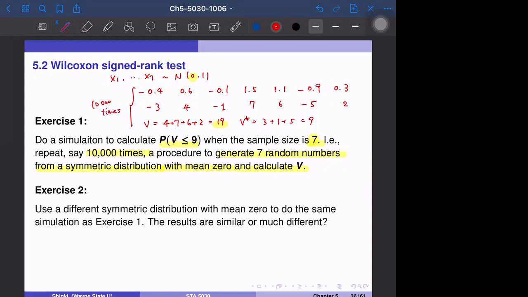Then we have the empirical distribution of V, so we can simulate the probability of V less than 9. The distribution, normal 0, 1, does not really matter as long as it's symmetric around 0. If we simulate the same thing with x1 to x7 following, for example, uniform from negative 0.5 to 0.5, the random numbers are different, but the distribution of V remains the same. These are the exercises to see how to calculate the distribution of V.